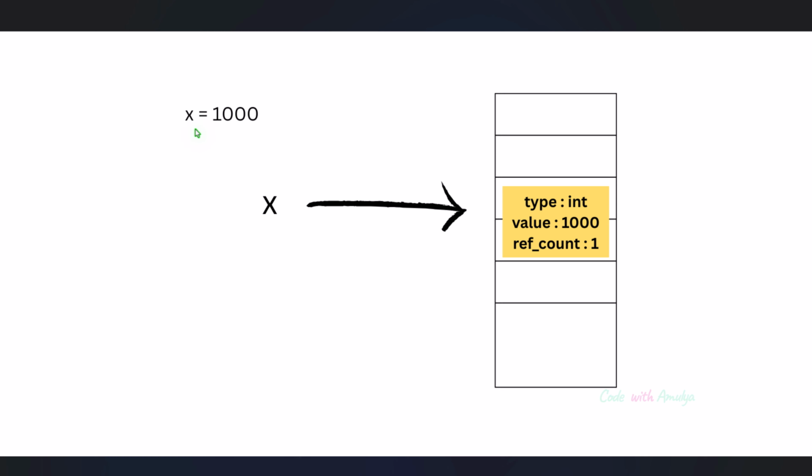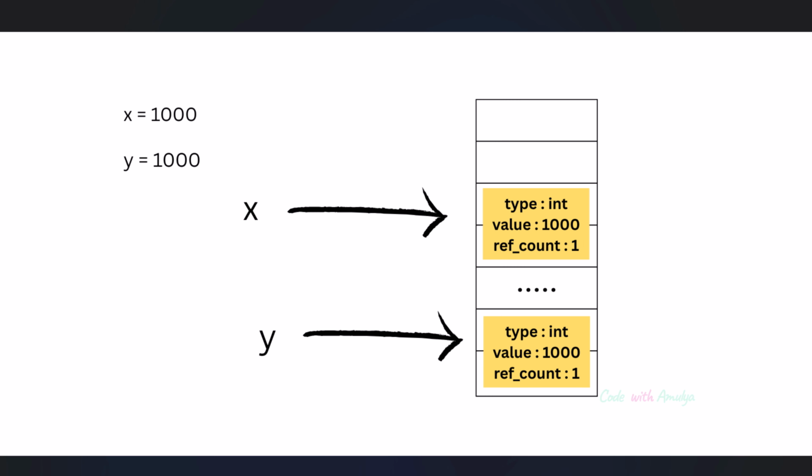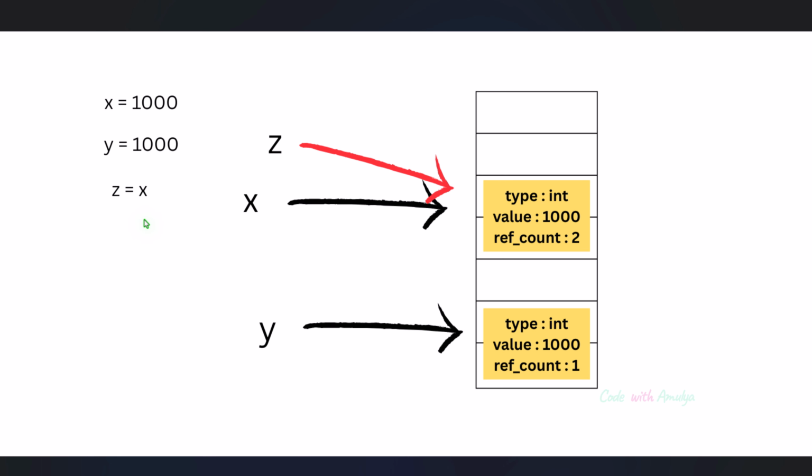When we assign a value to a variable like this, x equal to 1000, Python will create an object in the computer memory at some address, and x is a reference to that object. x stores the address of that object. And when you write y equal to 1000, Python creates another object in the computer memory at some other address. y is the reference to that object. And when we write z equal to x, we are creating another reference to that object. That's why z also points to the same object in the memory.